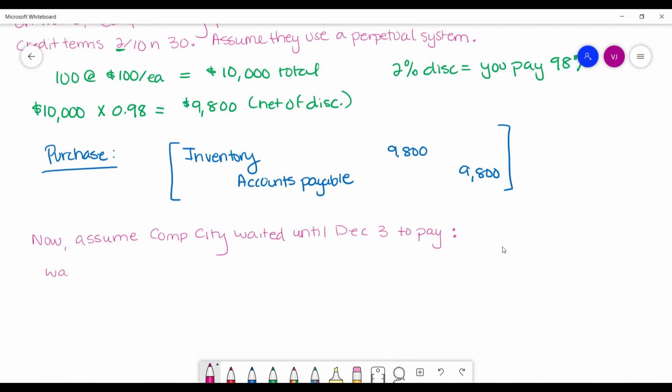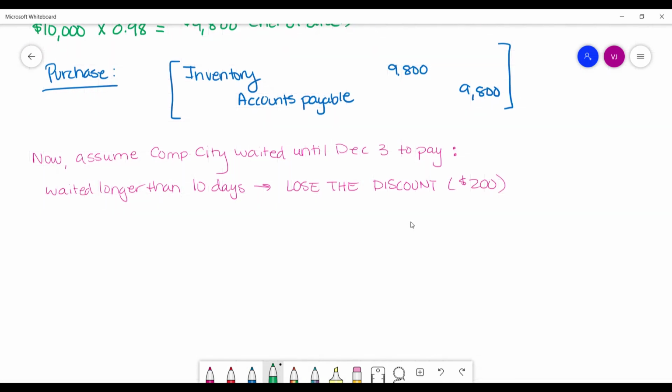So because they waited longer than 10 days because of the credit terms, they lose the discount, which is $200. So they're not going to pay $9,800, but the full $10,000. So with this kind of entry, you kind of build it because these entries are going to look a little bit different because we have something added in. So the question is, how much cash do we have to pay? In this situation, the cash that you need to pay, we know is $10,000.